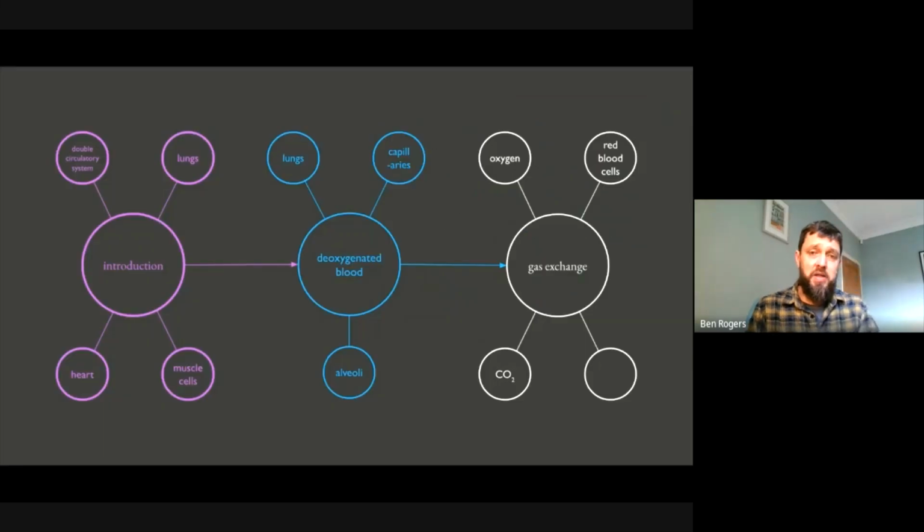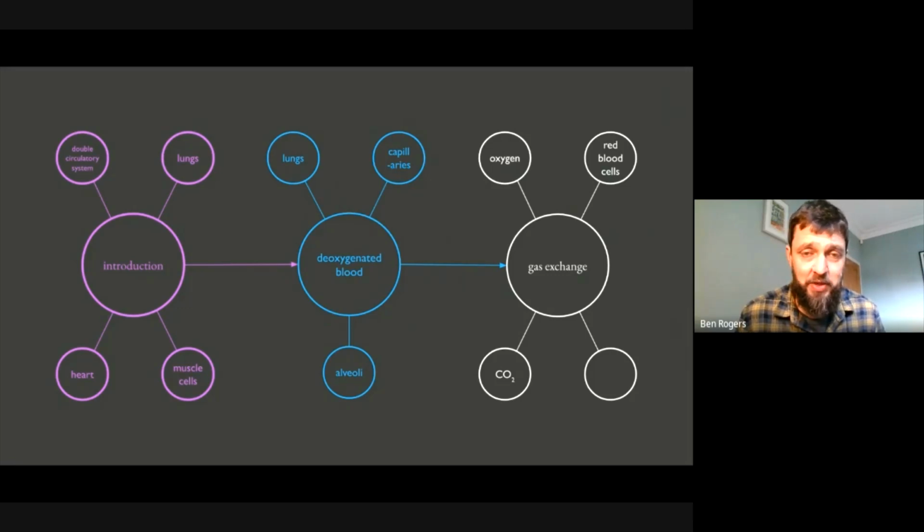Now, set the task. This is an exploded flow diagram. You've got your introduction paragraph, deoxygenated blood paragraph, and gas exchange paragraph, and you put the little bubbles off, putting what information you'd have in there. So you might do this with the children, or you might get them to plan it themselves with a bit of support.